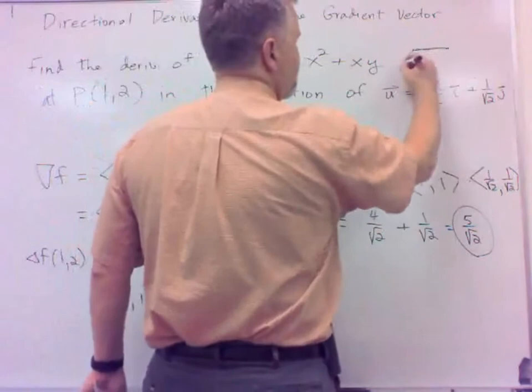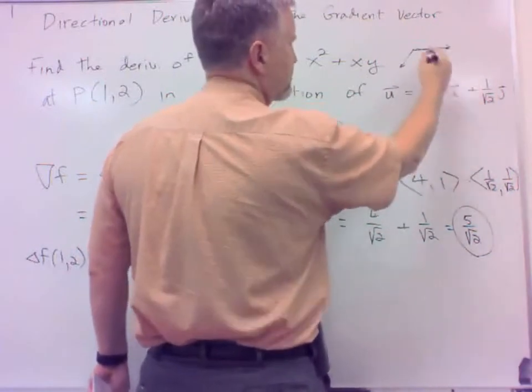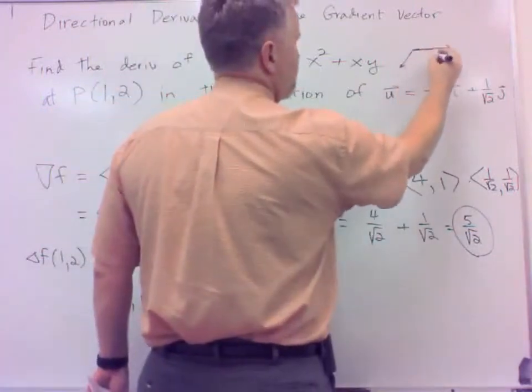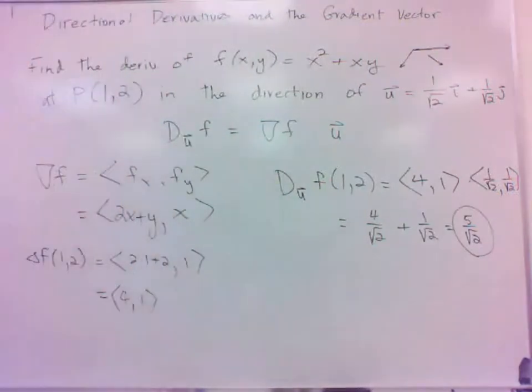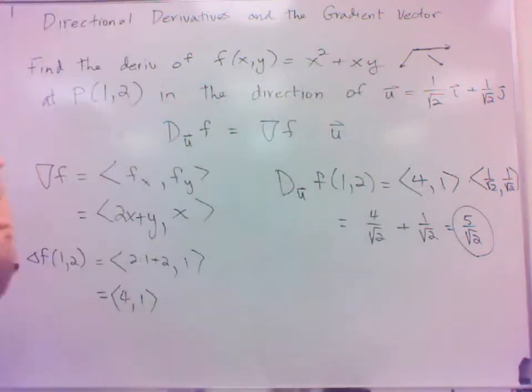So instead of going in the x or y direction, now we're going at this 45-degree line in that direction. So along this surface, that would be the slope, if you will. Something like that, yeah. Okay.